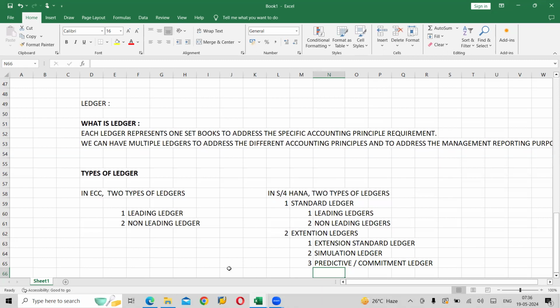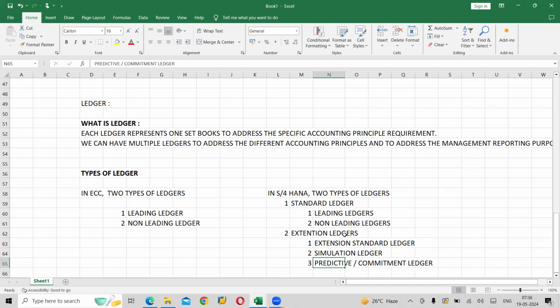Okay. What is the difference between ECC and S/4HANA? Whenever they ask what is the difference in the ledger concept in ECC and S/4HANA, you need to say: in ECC, we have only two types of ledger, leading ledger and non-leading ledger. But in S/4HANA, we again have two types, standard ledger and extension ledger. A standard ledger is again divided into two types, leading and non-leading ledgers. But the extension ledger has an extension standard ledger, simulation ledger, and predictive ledger.